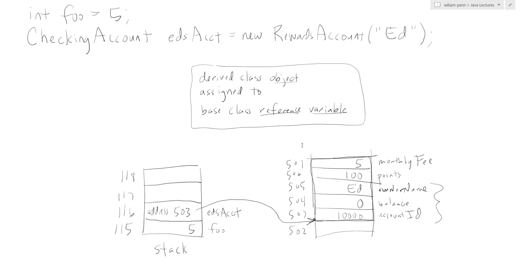All right, now I want to attempt to explain why it should be possible that you can do something like this and assign a derived class object to a base class reference. Or in other words, why that can make sense and won't cause problems, but if we did it the other way around, it would.